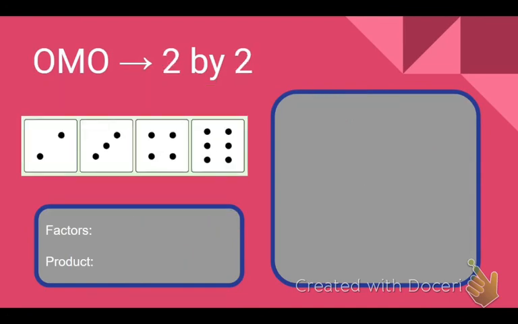All right, so here we go. Let's do 23 times 46. Line up your problem. Find your product.